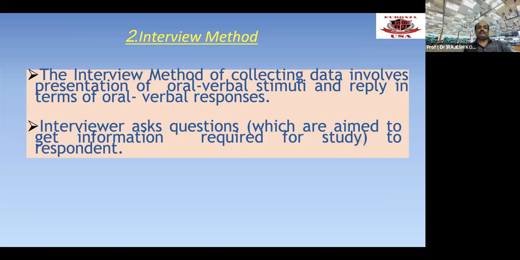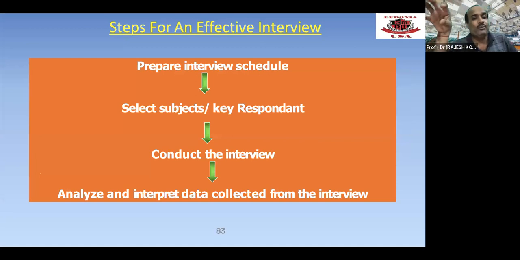The next one is the interview method. This is also a very important method of data collection. It is an oral, verbal-based stimulus. You can ask questions and then collect the data. At that time you need a schedule, known as an interview schedule. Prepare the interview schedule: what to ask, how many questions, and how much time I have to ask. Select the subjects, meet the respondents, conduct the interview, analyze, and compile it.